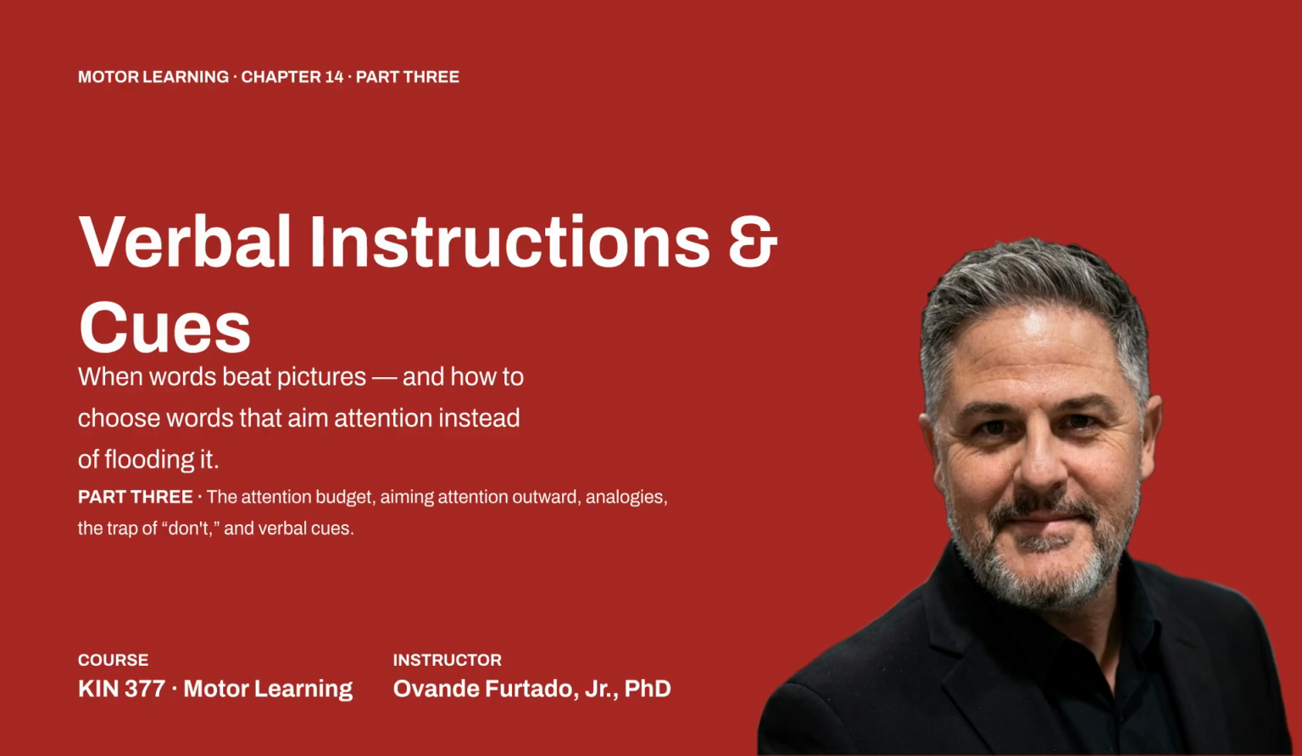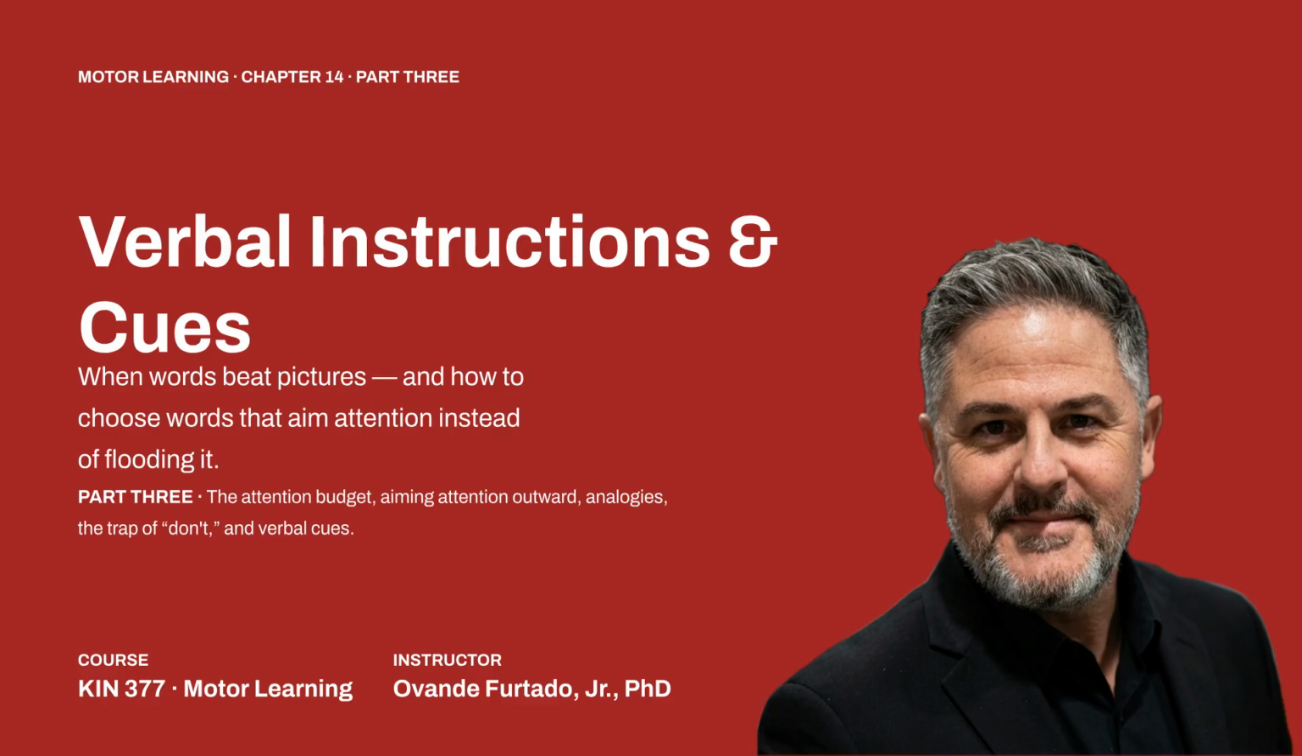We start with the hard limit that makes everything else necessary, the learner's tiny attention budget, which can hold only a couple of instructions before it overflows. Then we cover where to point the attention you do spend, outward, at the effect of the movement, through the powerful action effect research. From there, we look at teaching a skill without explaining it at all, using analogies and implicit learning that hold up under pressure.